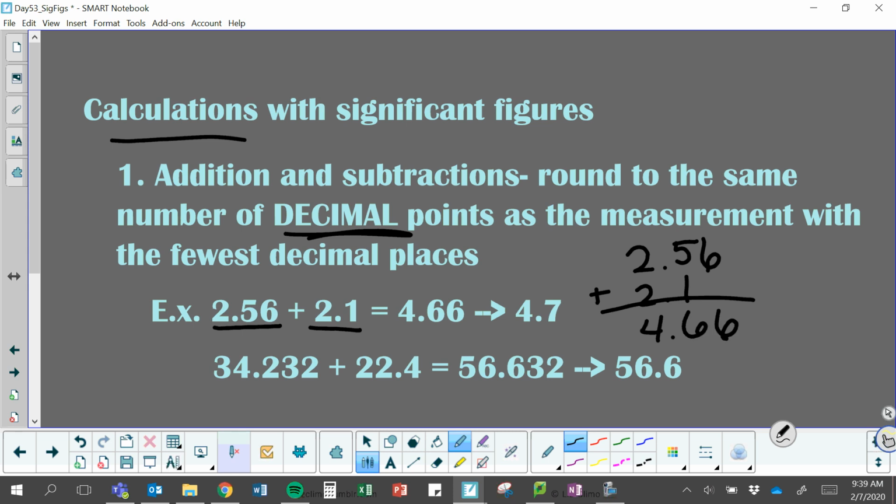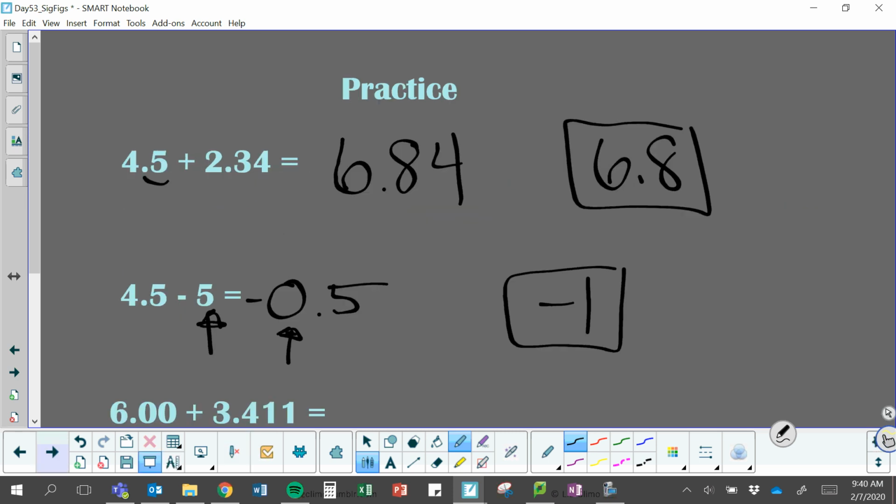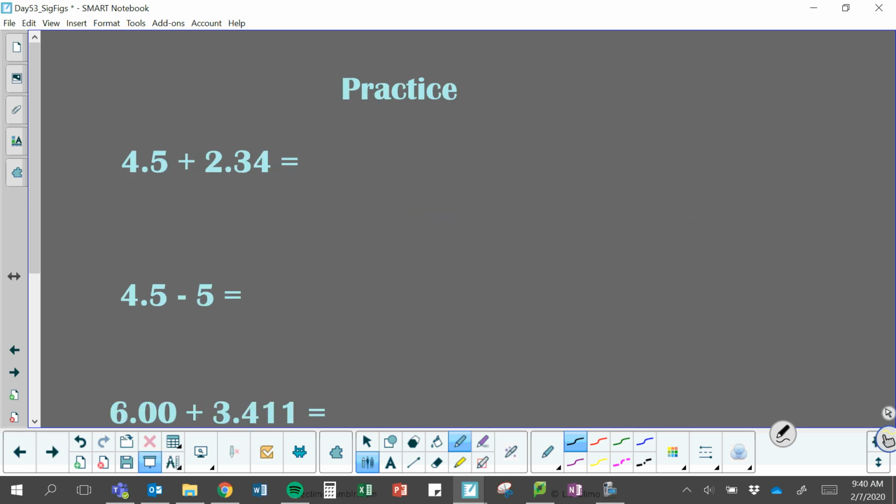But this would be wrong if we actually wrote it on a question, because our number should only have as many decimal places as the number with the fewest decimal places. So this one has 2 places after the decimal. This one has 1, so we're going to use the smaller number of 1. So our final answer, we have to round to only have 1 decimal place, which is 4.7. Same with our next question here. We have 3 places after the decimal and 1 place, so our final answer, we will round to only have 1 place after the decimal. Okay, so you can practice these here.